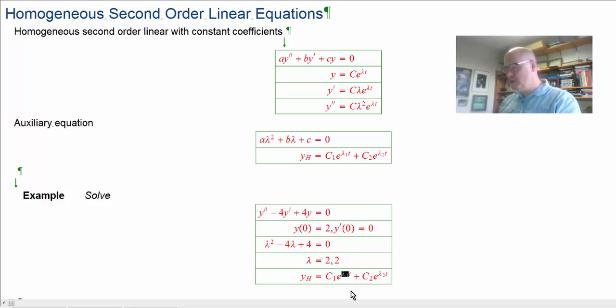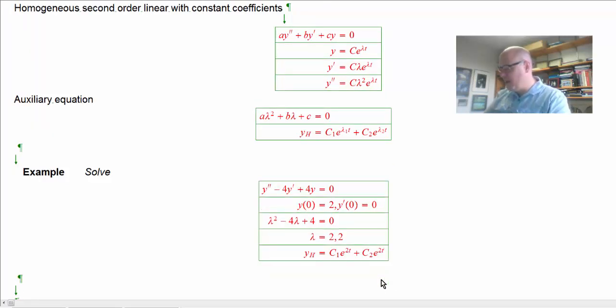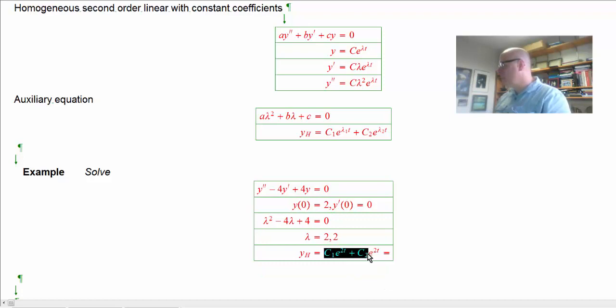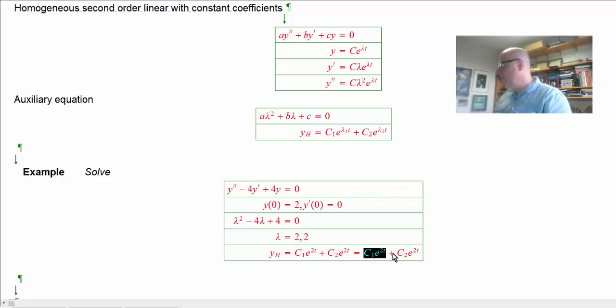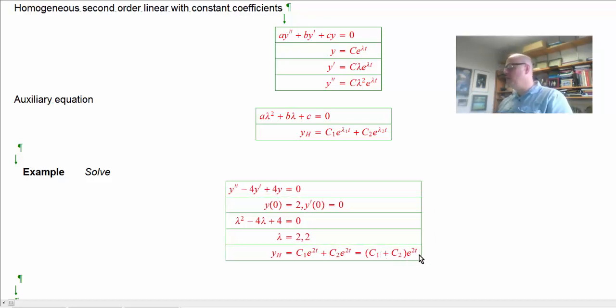We'll make a linear combination of our two solutions. And, okay, I already start to see problems. Our two solutions are the same. We make a linear combination of them. We could write this, factoring out the e to the 2t, as c1 plus c2 times e to the 2t.